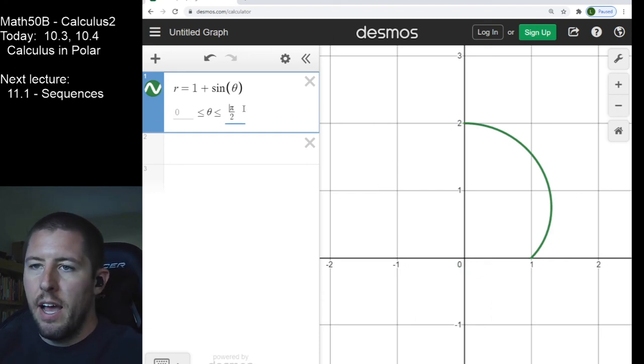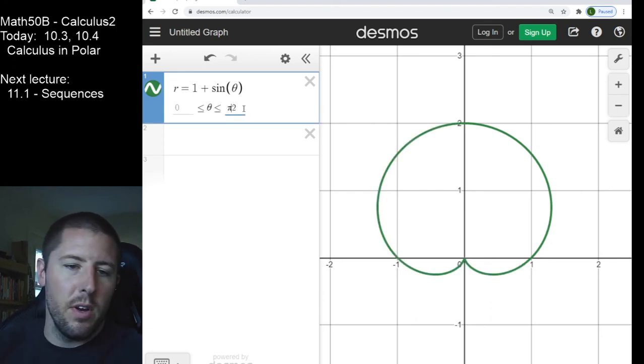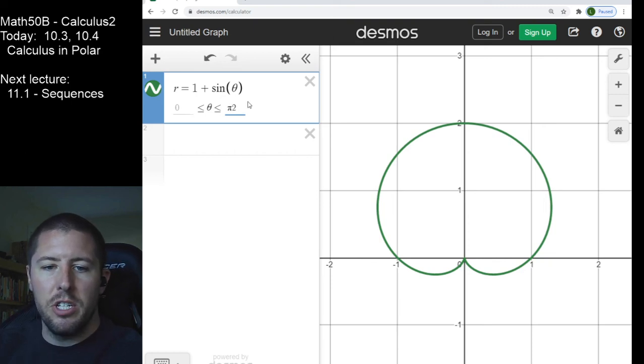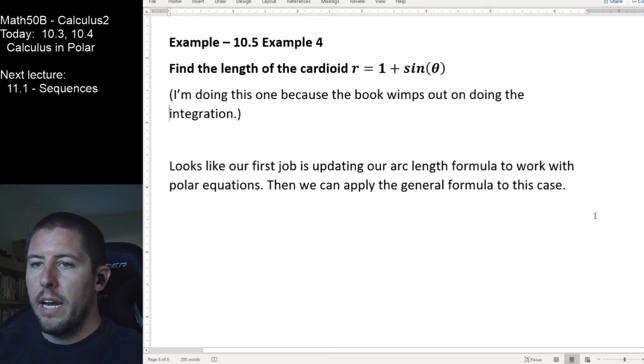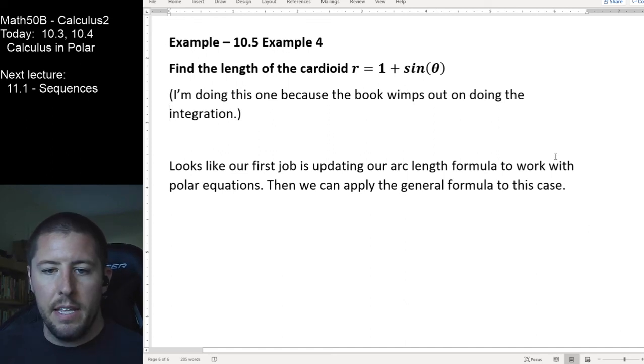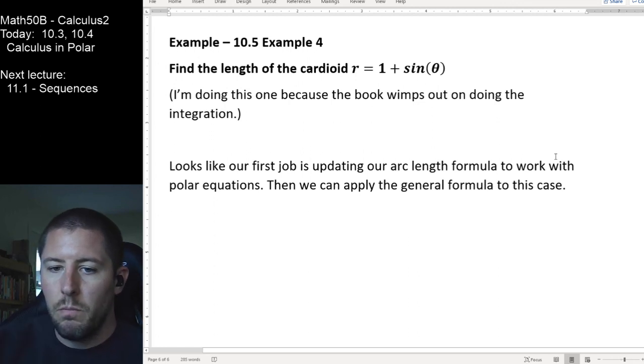So it does look like 0 to 2 pi is going to be our appropriate bounds of integration associated with this shape. We're interested in an arc length computation. I know that theta should go from 0 to 2 pi to identify the length of the entire shape. What we are going to need to do is update our arc length equation so that we can actually do this. So let's go ahead and update this arc length equation.